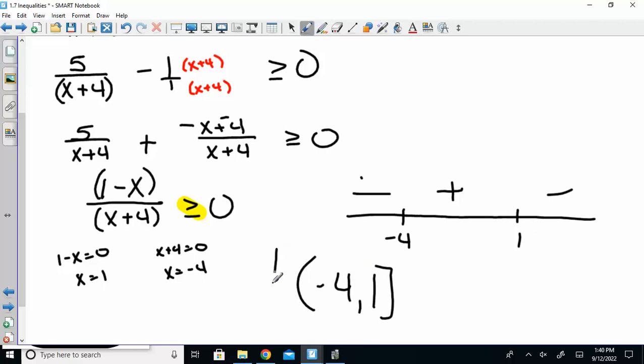There's a few things we have to remember. We have to get it all on one side, get that common denominator, and we have to watch our parentheses at the end. Let's try another one.